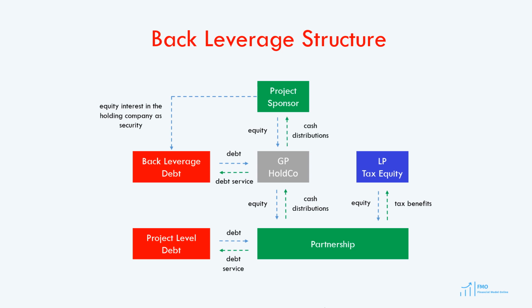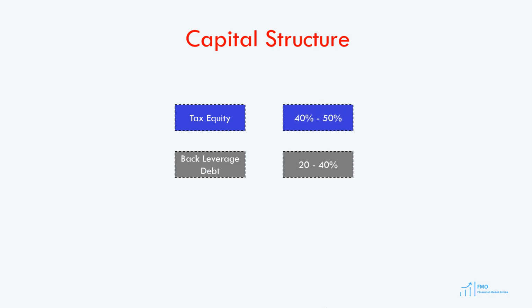The question is, how much each of the parties contribute in financing? Typical percentages are 40 to 50% come from the tax equity investor, 20 to 40% come from the back-levered lenders, and the remaining comes from the project sponsor. In the last two lessons, we reviewed the basics of the tax equity concepts, and in the next few lessons, we will introduce the simplified version of the tax equity funding to our model.